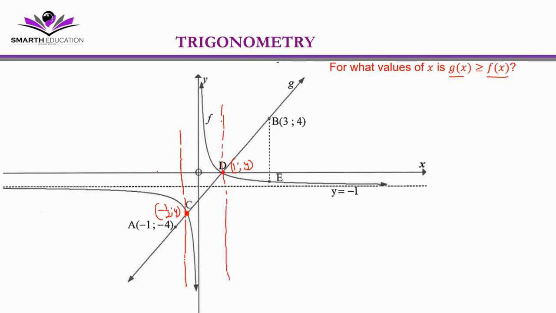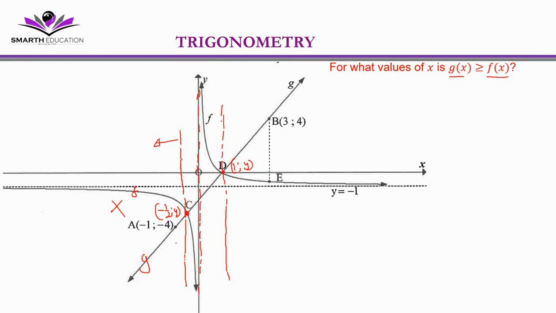Right. If we check this side, from this line to the left, we can see that f of x is above g of x. This is f of x. This is g of x. So f of x is above g of x, so this is out. Remember that the y-axis is the asymptote. So we also need to consider that region there.